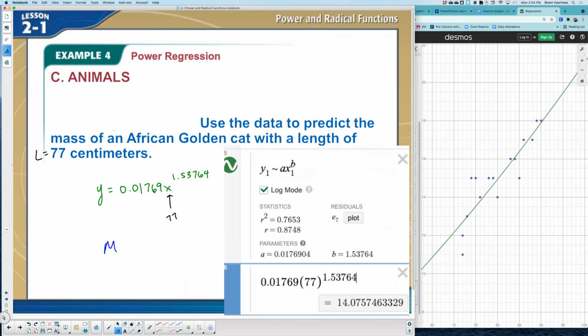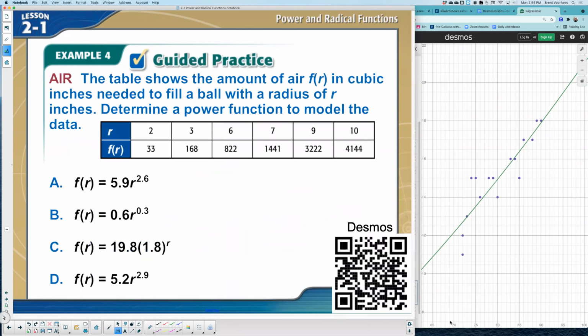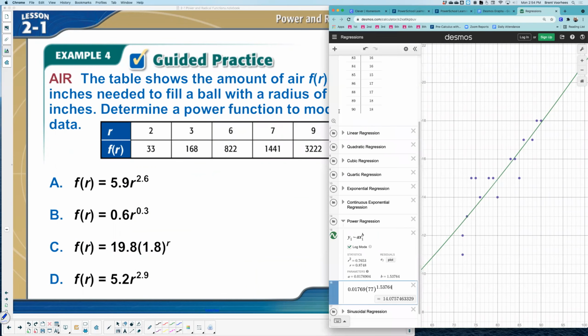So the mass is roughly 14.07575 kilograms, to keep it to 5 decimal places. And that would be my answer. Now I have a DOL for you. I want you to use that same graph. You can just hit the refresh button, clear it all, to graph this and come up with your answer.